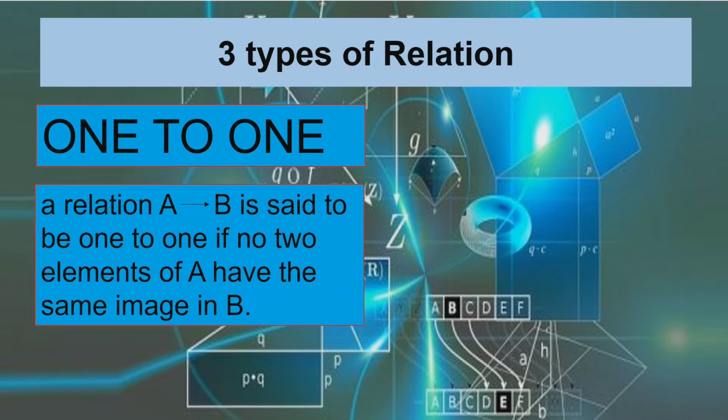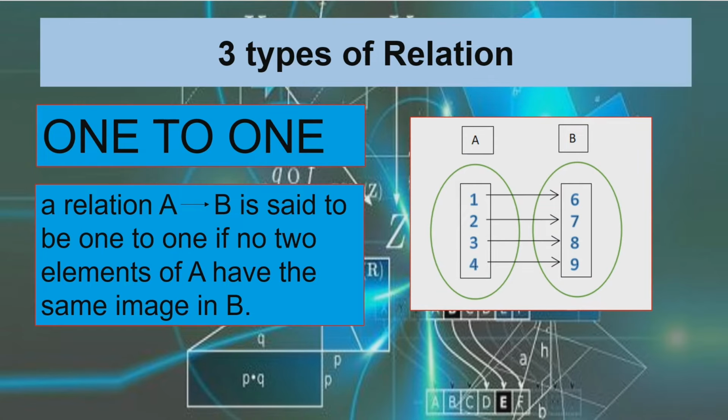One-to-one. One-to-one meaning a relation of A is to B is said to be one-to-one if no two elements of A have the same image in B. So, let's have the image or the example. Kung makikita natin yung image A to image B, yung 1 natin ay para lang kay 6. Yung 2, para lang kay 7. Yung 3, para lang kay 8. And yung 4, para lang kay 9. So, this example of a relation is a function.